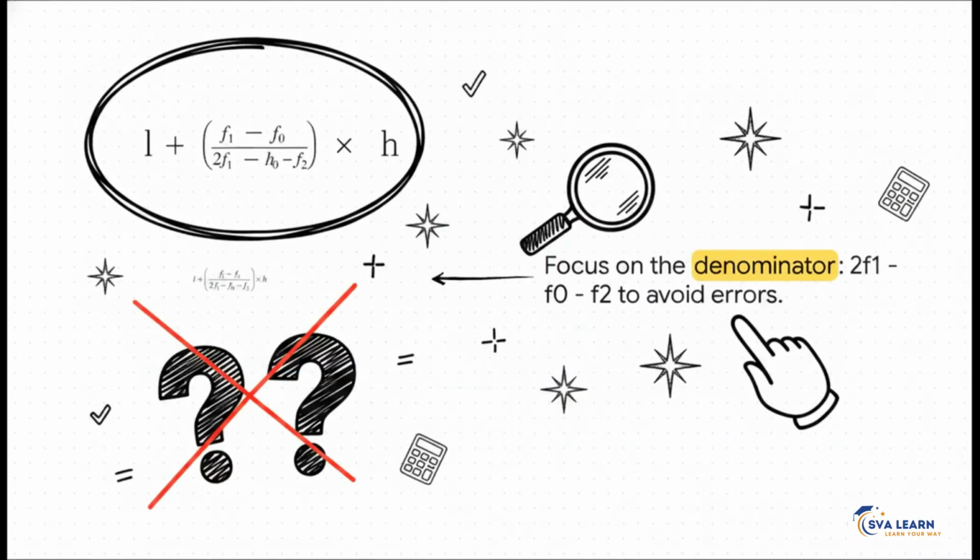Now, when you're laying out that mode formula, I need you to focus really closely on the denominator. 2 times f1 minus f0 minus f2. Simple arithmetic errors right here, especially with those negative numbers, will instantly cost you a full mark. So take an extra 5 seconds. Literally just pause and double check your subtraction here. The evaluator really wants to give you these marks, so please don't give us an arithmetic excuse not to.